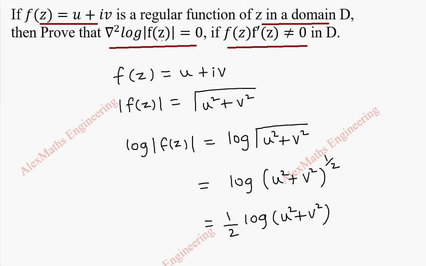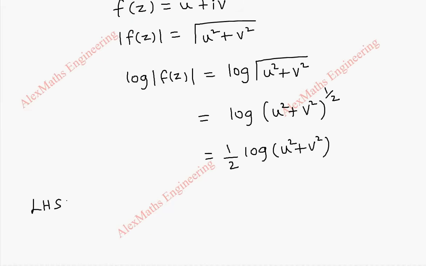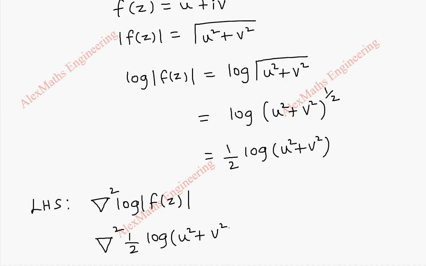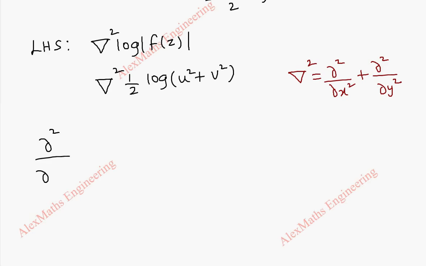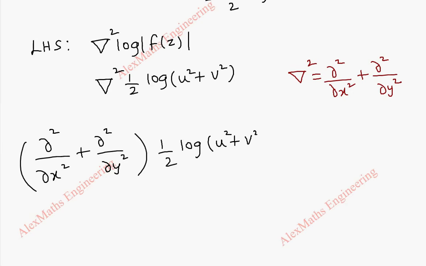Now coming to the left hand side, we have del square log of mod f(z). So let's take the LHS: del square of half log of u square plus v square. Now we are going to use the del square operator. Del square is dou square by dou x square plus dou square by dou y square, applied to the whole thing, and we have half of log of u square plus v square.